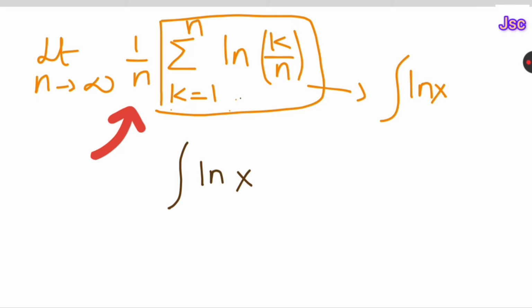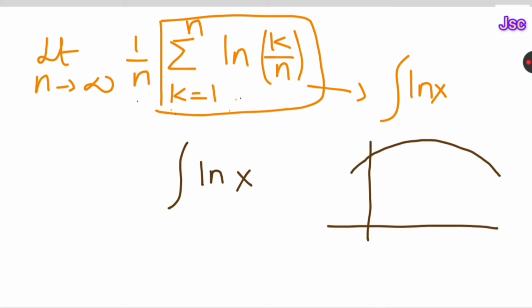Now what about this 1 over n? To observe this 1 over n, we need to draw a graph. So if we draw a graph for this function, the graph looks like this. So in the summation, the first term is 1 over n.